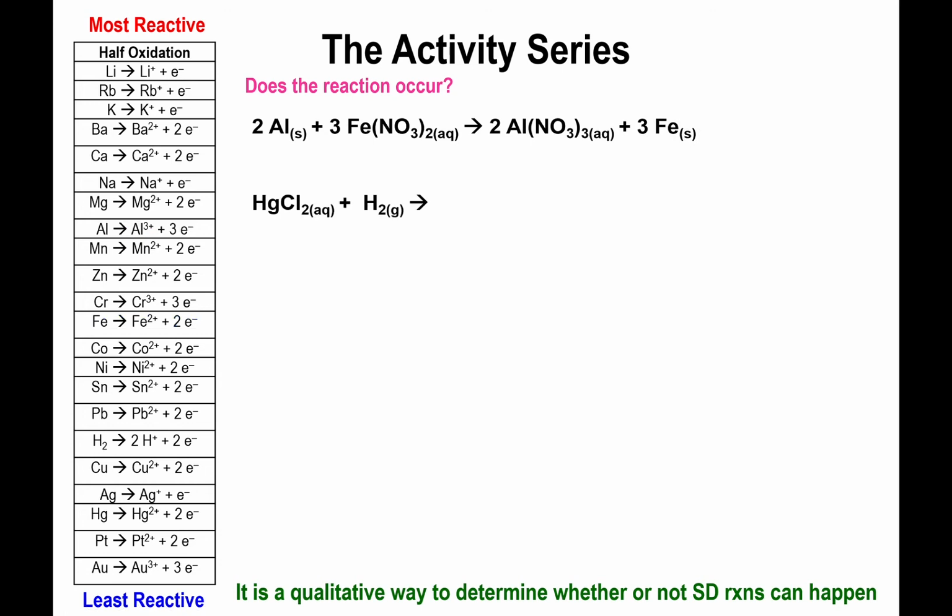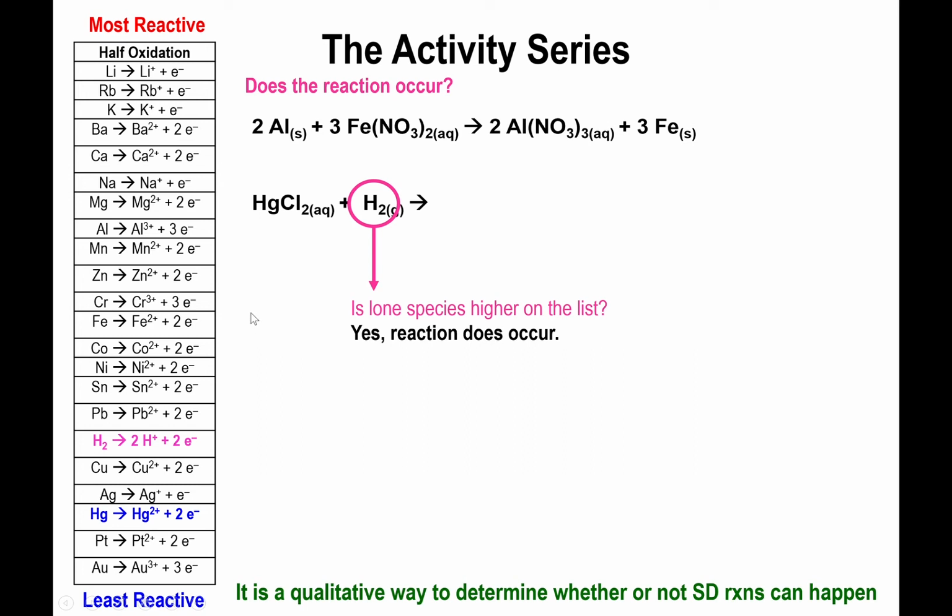All right, so let's do another example. Here you have mercury, and this is mercury 2. By the way, you don't have the little subscript 2, so this is mercury 2 by default. Mercury 2 chloride reacting with H2. Now, H2 is the element by itself. So that's the one that we want to ask the questions. Is this species higher on the list than the mercury that it's about to displace? And so we look at the list and we see that hydrogen is in fact higher than mercury. So this reaction will take place.